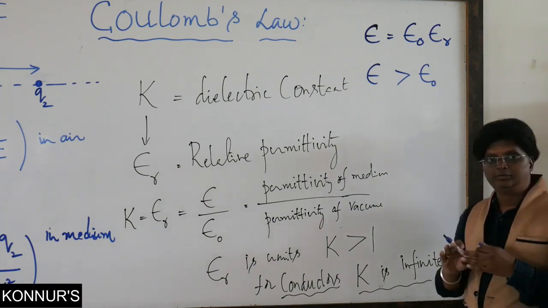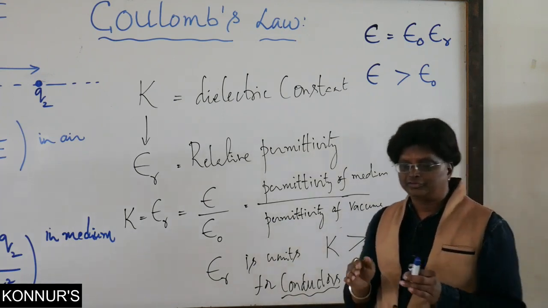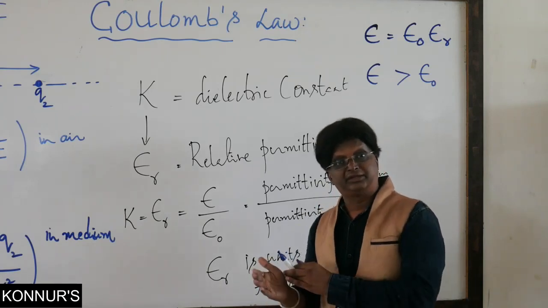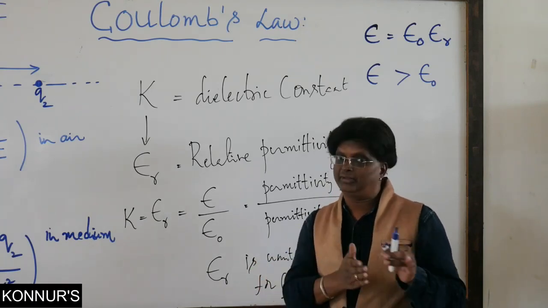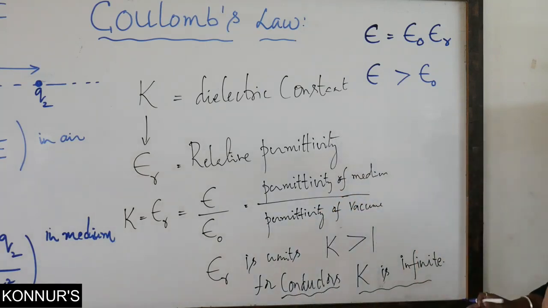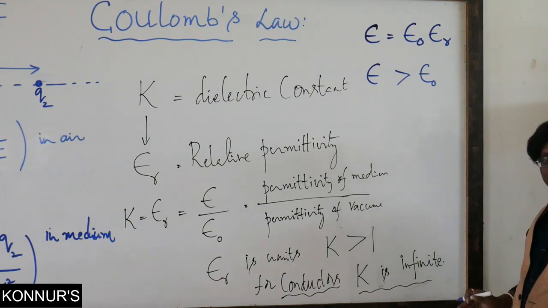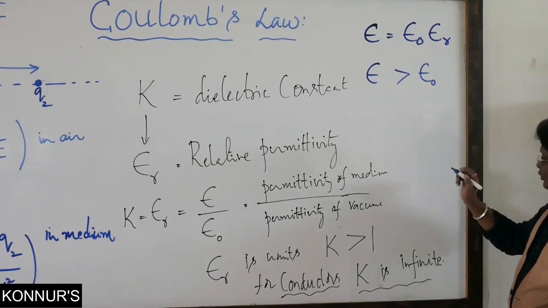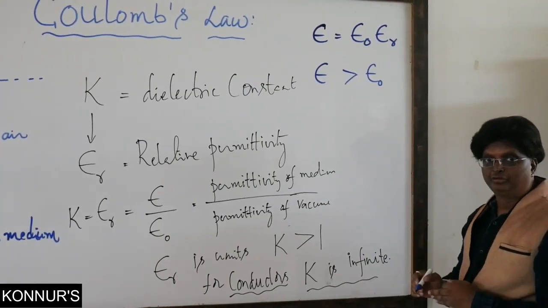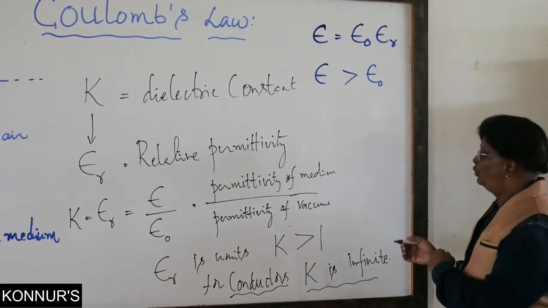So this is how our idea should expand through observation. Supposing this is the case, what are the possibilities? Or other than this, what are the possibilities? So K is infinite for metals, the conductors, whereas the K value is 1 for vacuum, or even for air also, we can take the value of K as 1.